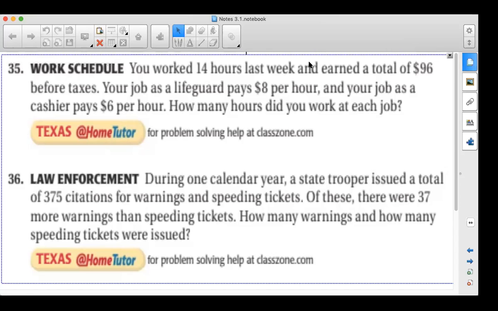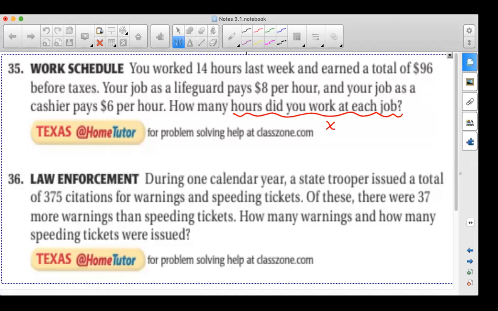How many hours did you work at each job? So our goal is to figure out, you work 14 hours. How many hours did we work at each job? That's what we're trying to think about here. So when you're writing an equation, you have two jobs. One job has to be job X. The other job has to be Y, because we're trying to think about how many hours we worked at each job. So that's key there.